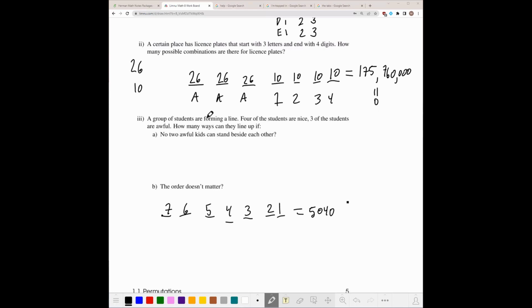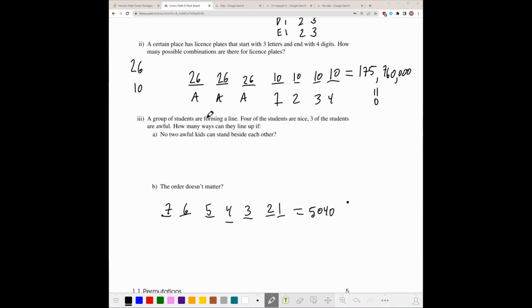Okay, so with this question, like I was saying, there are a lot of different ways we could make this work out, but we're putting in some limitations. And particularly, there's a very spicy limitation here. No 2 awful kids can stand beside each other. And if I was a smart person making this question, I would have said, no awful kids can start or end the line, because then there's only one option for how they line up.